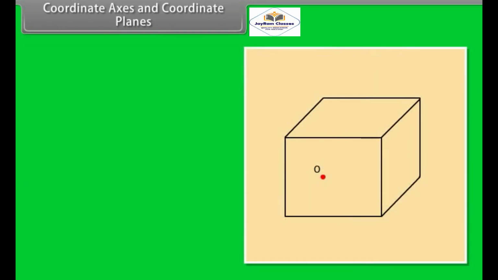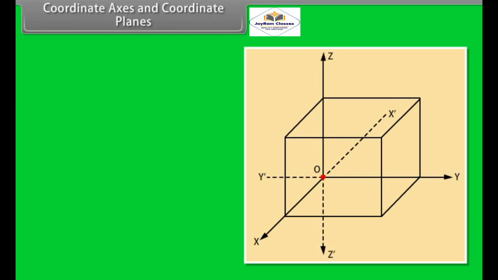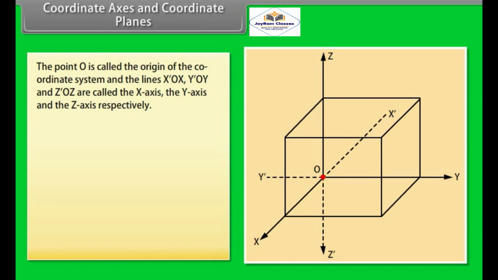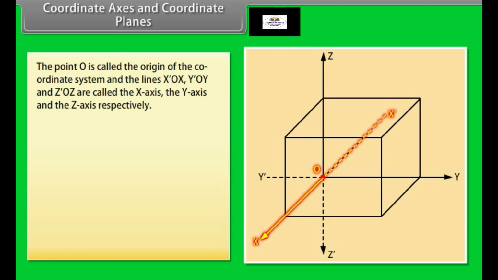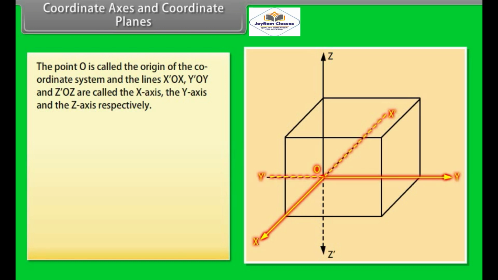Thus, the origin can be taken arbitrarily at any point of the room. Let us start with an arbitrary point O in space and draw three mutually perpendicular lines x-ox, y-oy, and z-oz through O. The point O is called the origin of the coordinate system, and the lines x-ox, y-oy, and z-oz are called the x-axis, the y-axis, and the z-axis respectively. The positive direction of the axis is indicated by arrows with thick lines.